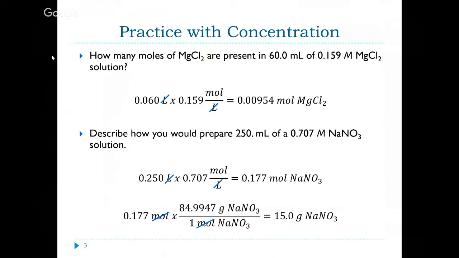In order to find the mass, we have to multiply by the molar mass of our compound. So 0.177 times 84.9947 grams per mole, where moles cancel, tells us that we need to add 15.0 grams of sodium nitrate to 250 milliliters of water, and by doing so, we can create a solution with a concentration of 0.707 molarity.